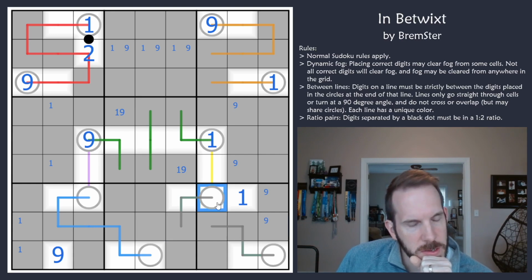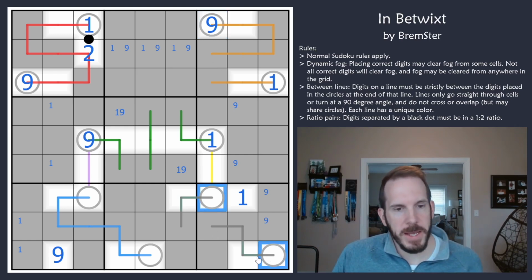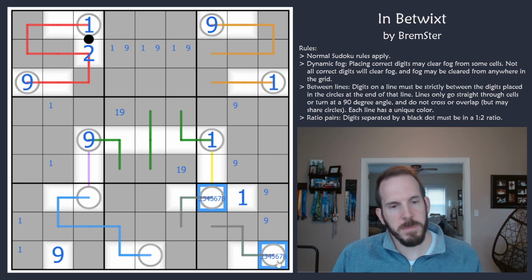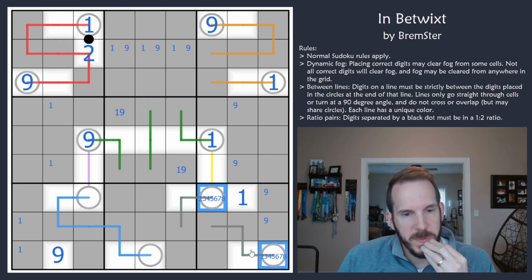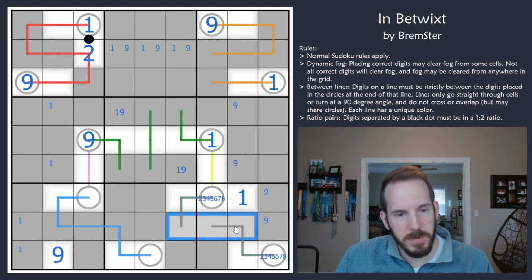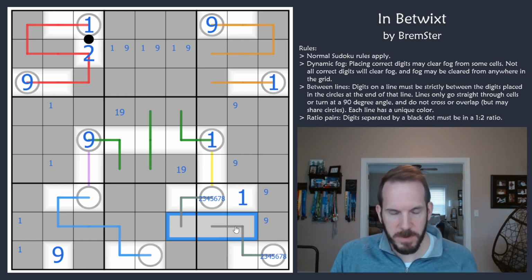Oh. So here's something interesting. We can't have 9 in either of these circles, and we also can't have 1 in either of these circles. So this is going to be between 2 and 8. And so the digits on the line, again, have to be, the upper bound is 8, the lower bound is 2, so the digits on this line have to be between those. So these are going to be between 3 and 7.